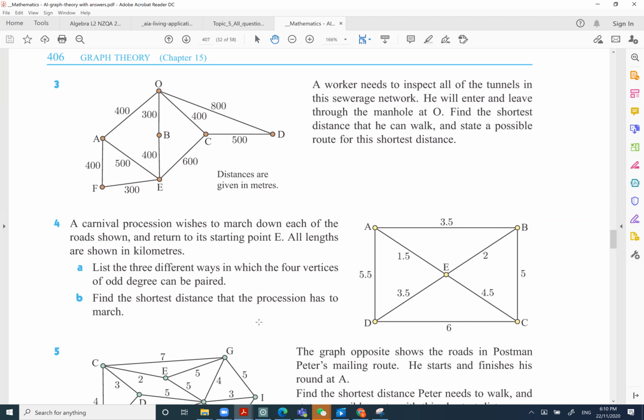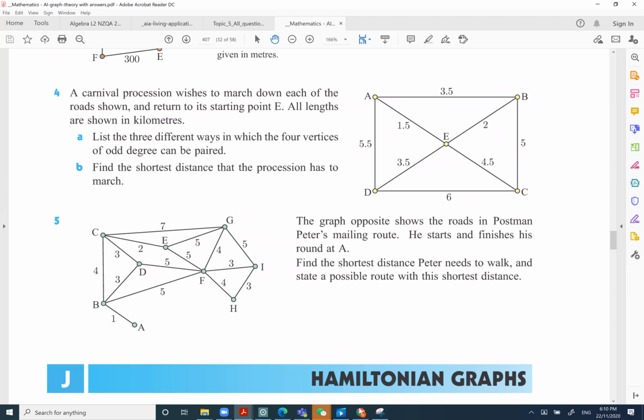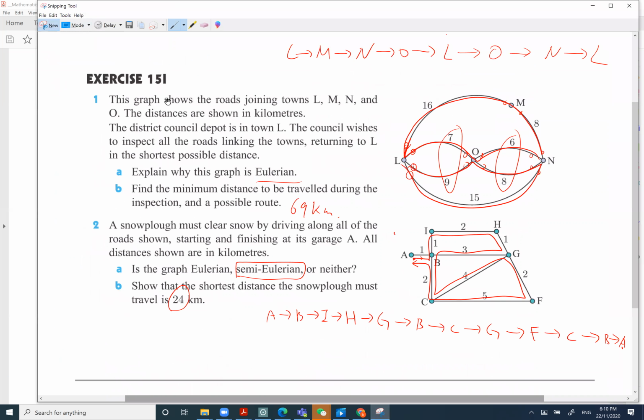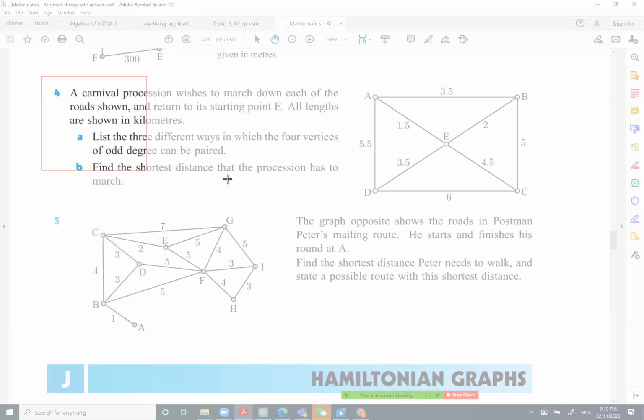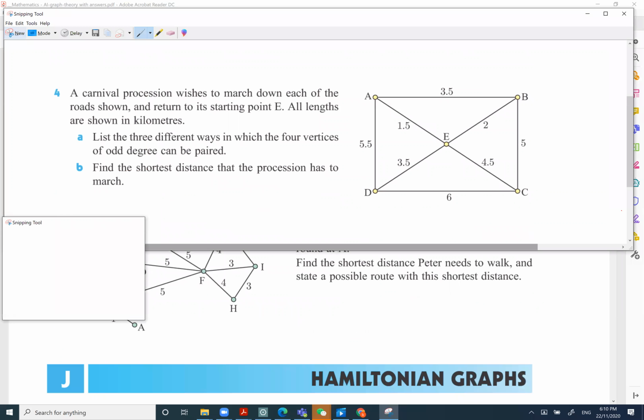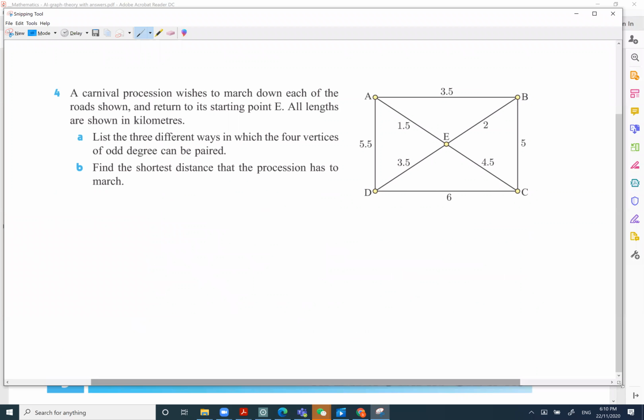Number 4. Okay, number 4. You have 5 vertices, but 4 of them are odd. We need to try this one. First, we find the pairs, all 3 different ways of pairing: AB, CD; AC, BD; AD, BC.